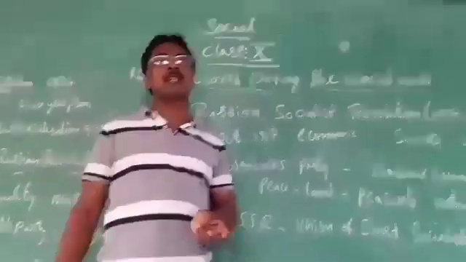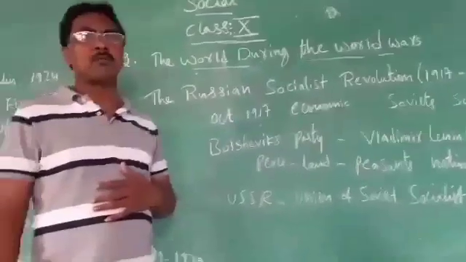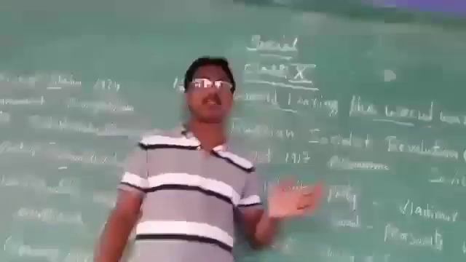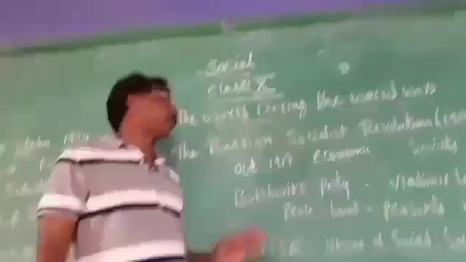Also, in the previous class I told you about the first world war. What happened? The Allied powers got a victory. That means England, France, Russia and USA got a victory. That we have discussed, and the war was completed in 1918.